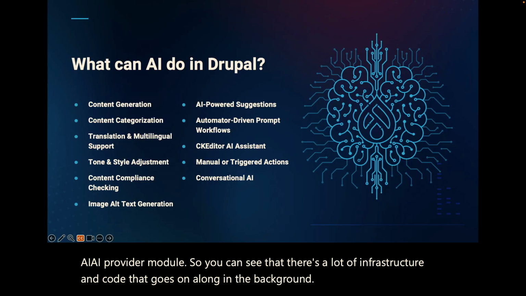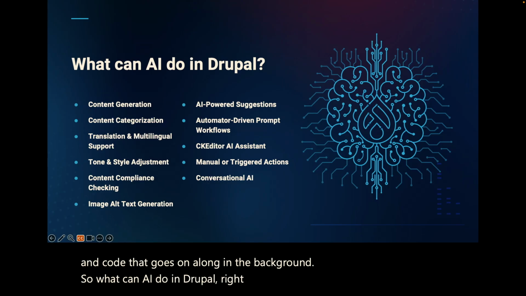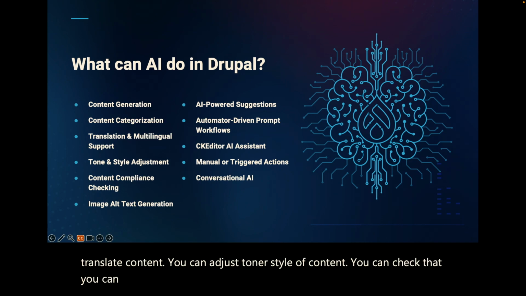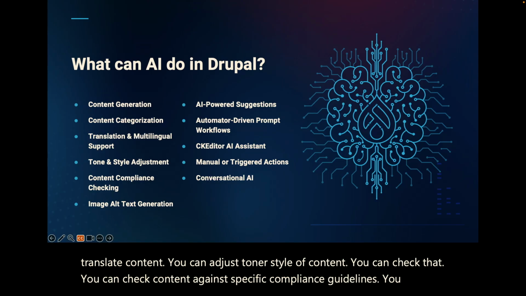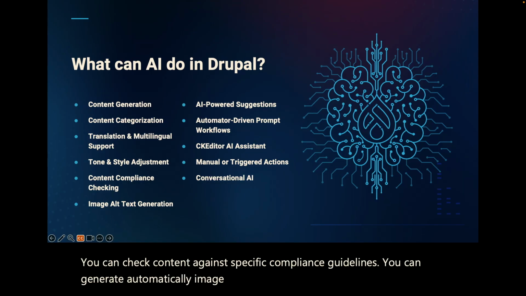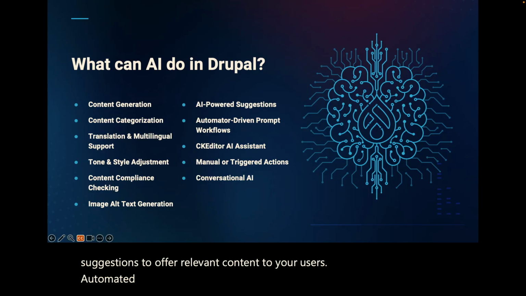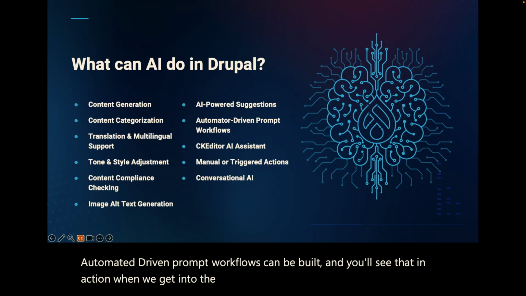So what can AI do in Drupal right now? You can generate, categorize, or translate content. You can adjust tone or style of content. You can check content against specific compliance guidelines. You can automatically generate image alt text. You can do AI-powered content suggestions to offer relevant content to your users. Automated or driven prompt workflows can be built, and you'll see that in action when we get into the demo and we start building stuff together.